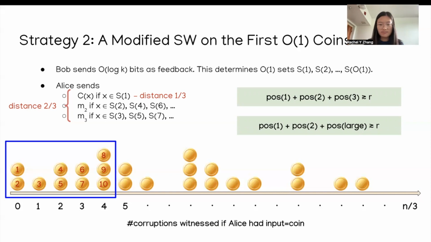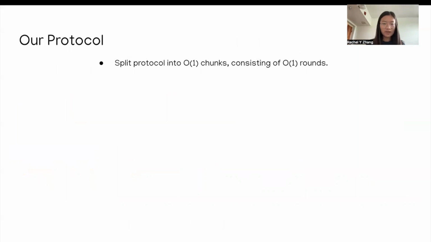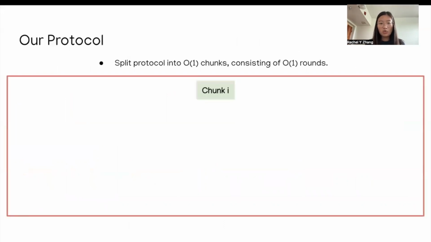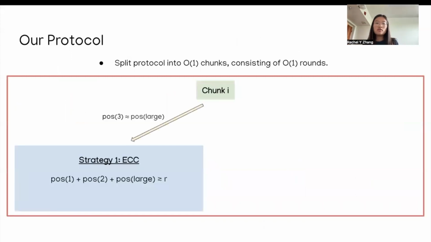Now with all this in mind, let me describe our final protocol. We're going to split the protocol into O(1) chunks, each consisting of O(1) rounds. In each chunk, we do the following. If the position of the third coin is very close to the position of a large coin, a far away coin, we're just going to use the ECC strategy. Essentially, there aren't too many coins hovering too far away from everything else and moving very quickly, so in this case it's okay to use the ECC strategy.